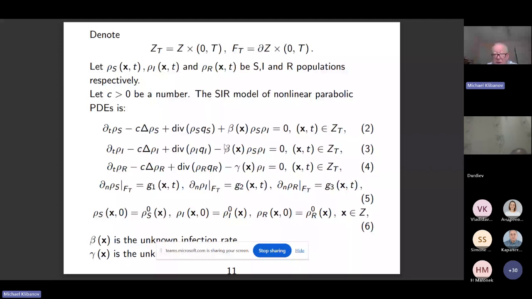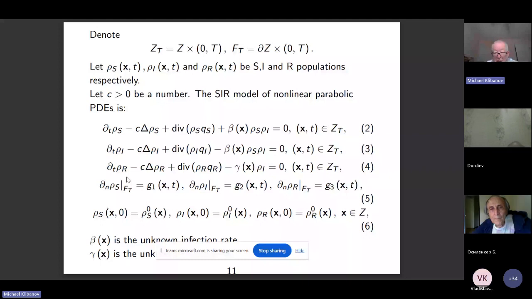Okay, as you can easily see, this system is nonlinear. Here QS, QI, and QR are velocities, velocities of these two-dimensional vectors in this case, of propagation of all these populations. So this is a nonlinear parabolic system. You have Neumann boundary conditions 5 and initial conditions 6.